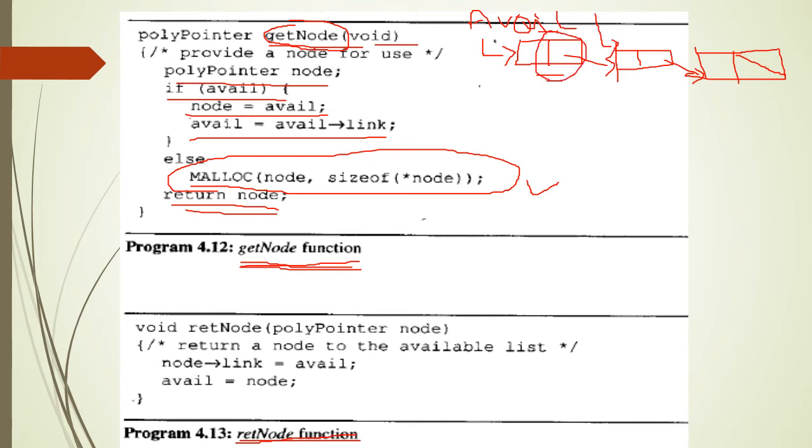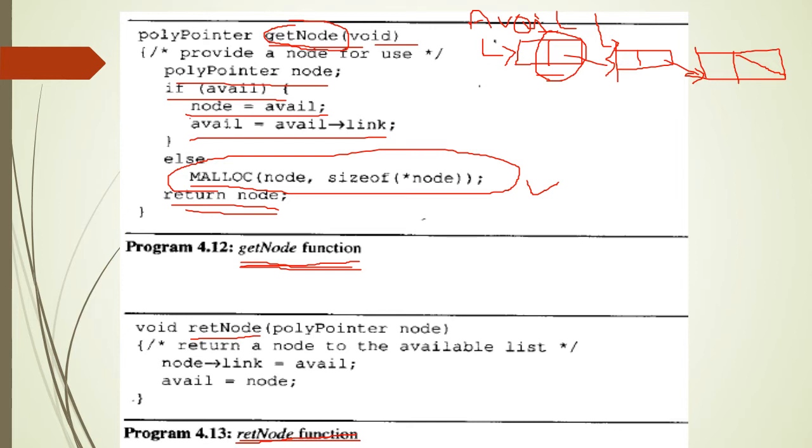Once your program is done with this node, the node should be freed, which means it has to be attached to the availability list. That can be done by the return node function, which will return the node back to the heap. So node of link is equal to avail; the name of this node is node. To the link field of this node you store avail, then avail is equal to node, making avail point to this node. Like this.